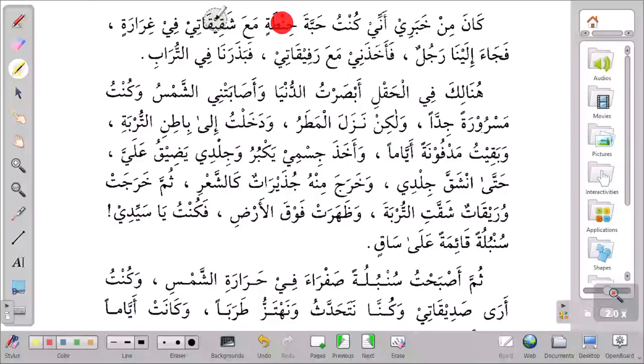"ma'a shaqiqati," with my biological sisters. So he's simply trying to say that they were from the same kind. When we say shaqiqatun or shaqiq, like we usually say akhi shaqiq, when you say haza akhi shaqiq, this is my biological brother. So when we say akhi shaqiq, it's like you share the same father and mother. It's biological. I hope that is clear. So that's the meaning of shaqiq.